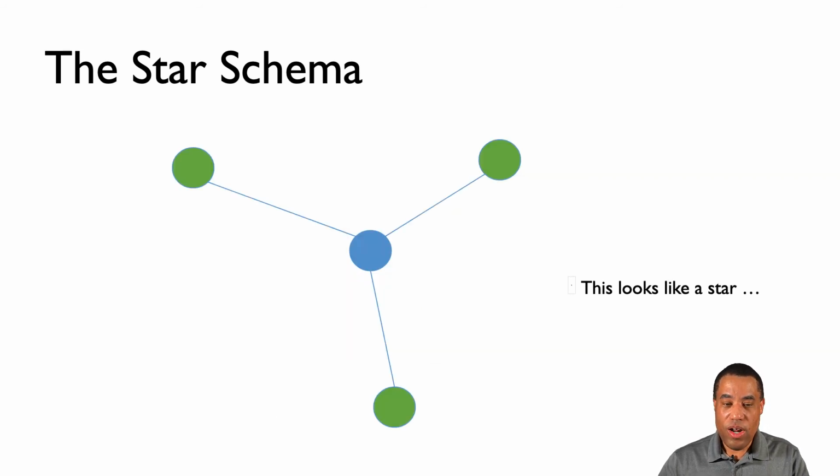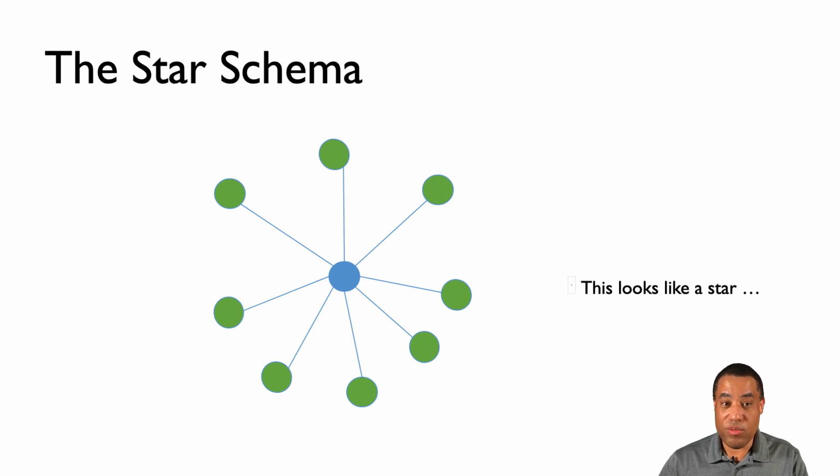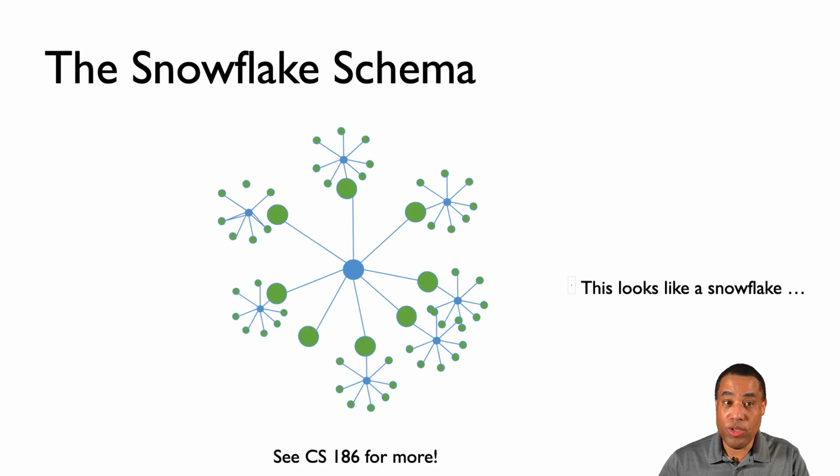Now, this is also a star, and this is more likely what you'll run into where there are many dimensions associated with it. And in fact, in a multinational company or a company with subsidiaries, what you might find is that those dimension tables themselves are actually fact tables. And those fact tables have their own dimension tables. And so you don't really have a star, but you really have something that looks much more like a snowflake instead. Okay. So if you want to know a lot more about snowflake and star schemas, take Computer Science 186.